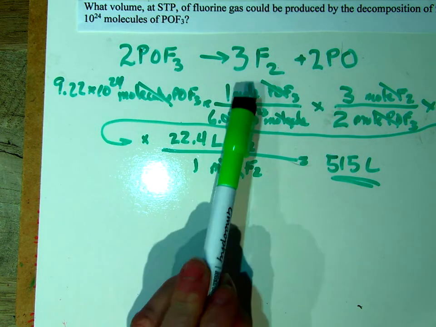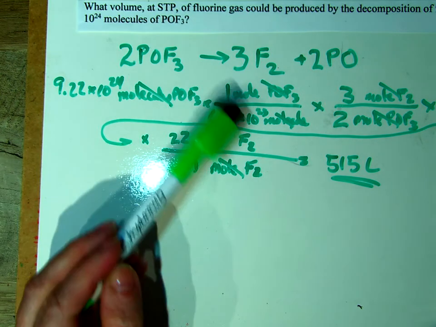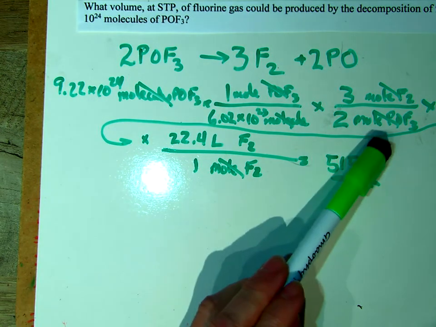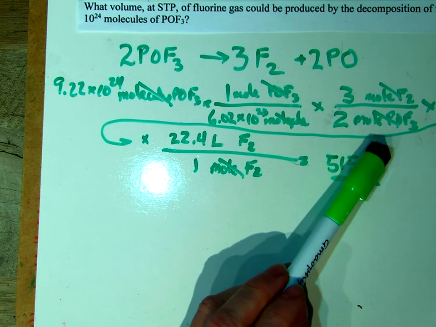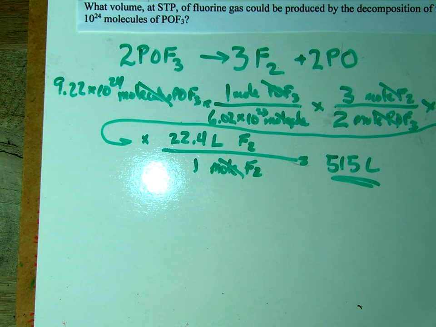Okay, so what's similar about this problem is that you start by writing the formulas for the components. You balance the chemical equation. You take the molecules and convert them to moles. Then you put in your mole ratio, and the one thing we did differently this time is you had to remember from last semester that there were 22.4 liters of fluorine per 1 mole fluorine. And I hope that makes sense. Bye.